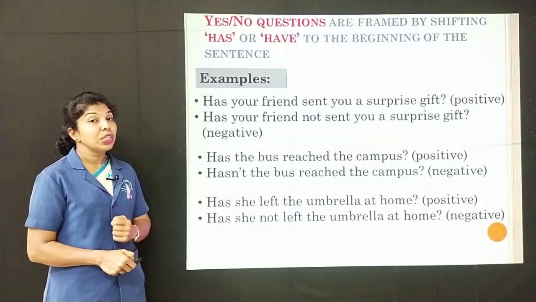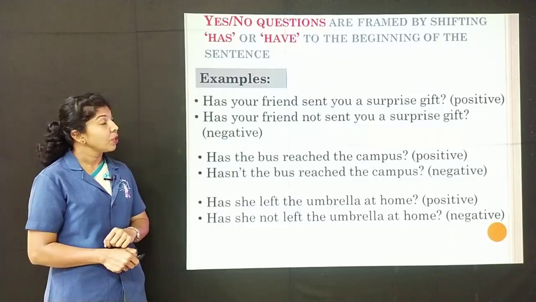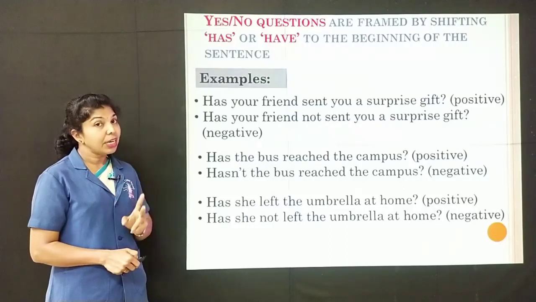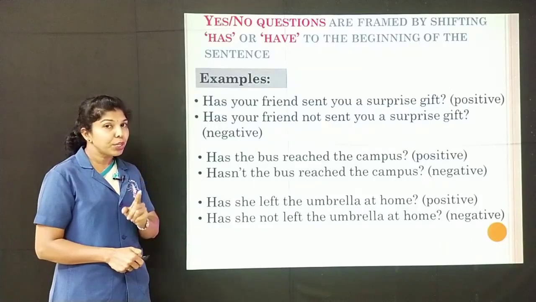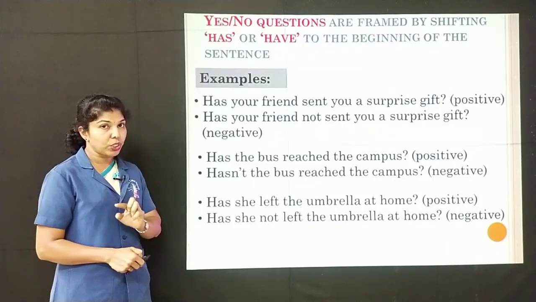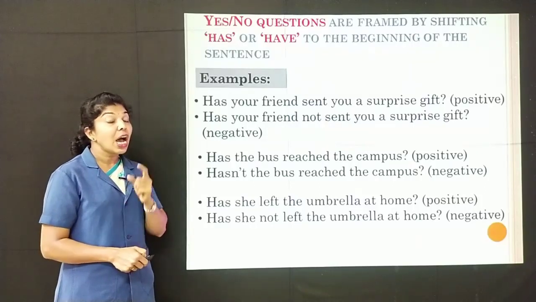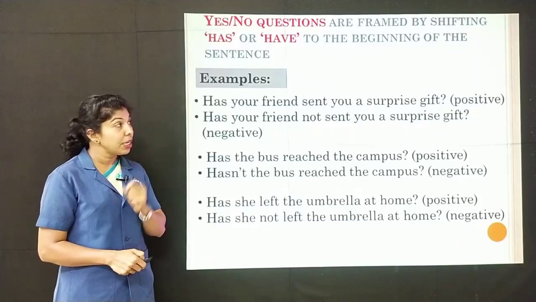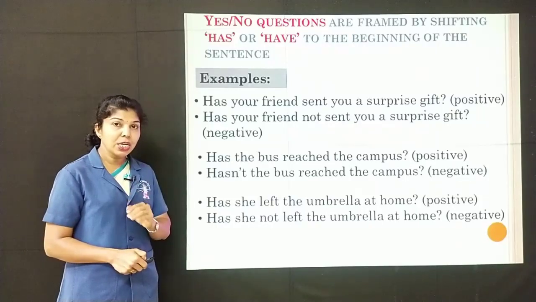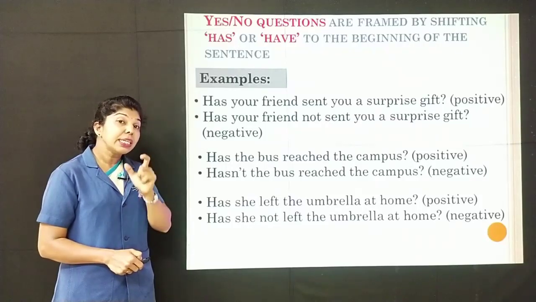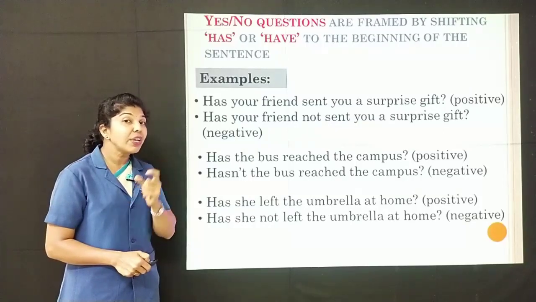Let us move on to understand how questions are framed. You all know that there are two types of questions, WH questions or information questions, and yes or no questions or confirmation questions. Now let us understand how yes or no questions are framed in the present perfect tense. It is very simple. You just have to bring the helping verbs or auxiliary verbs. We can also call them having verbs.